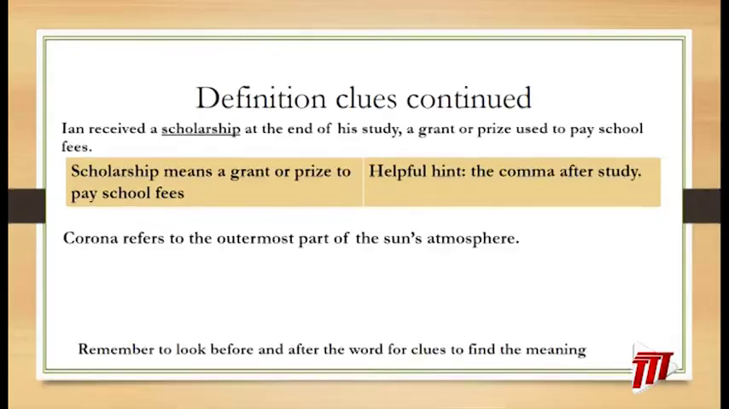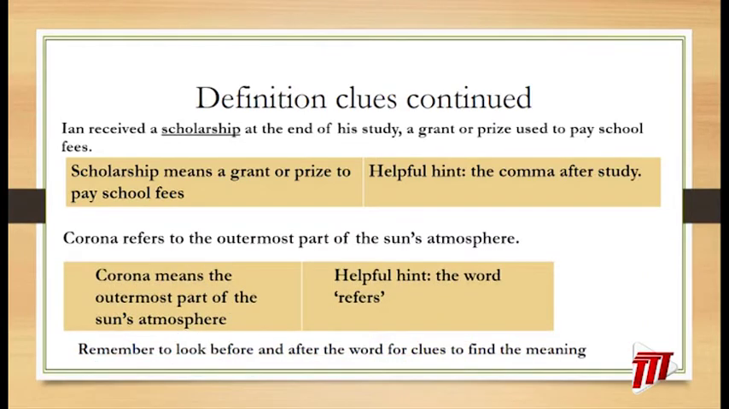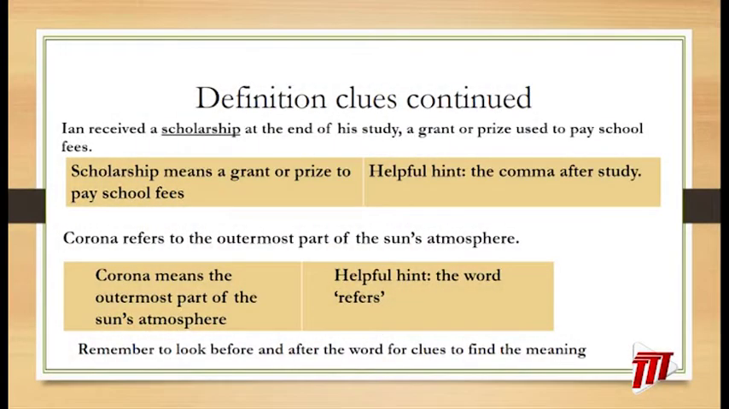Corona refers to the outermost part of the sun's atmosphere. We want to know what the meaning of the word corona is. And if you've decided that refers is the signal word that helps us know the meaning in this definition clue, then you are correct. Corona means the outermost part of the sun's atmosphere, and the signal word was refers. Remember, look before and after the new word to figure out the clues that are just there for you to figure out the meaning.